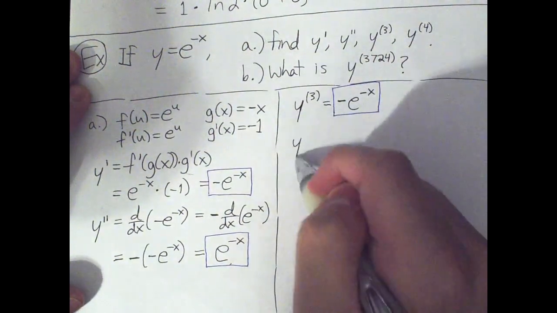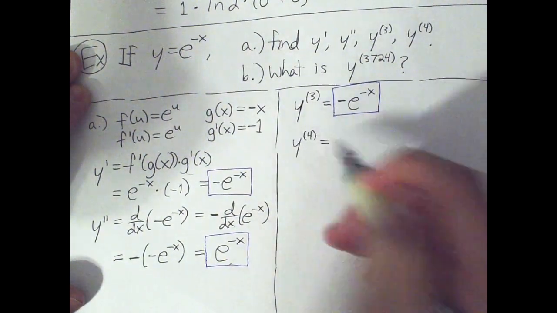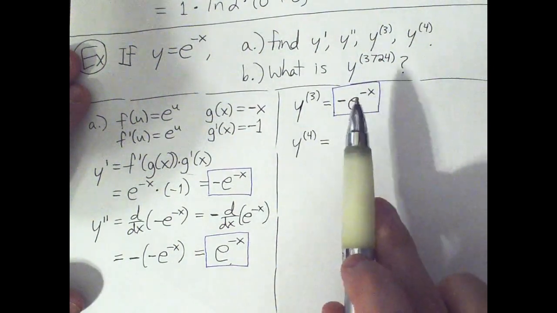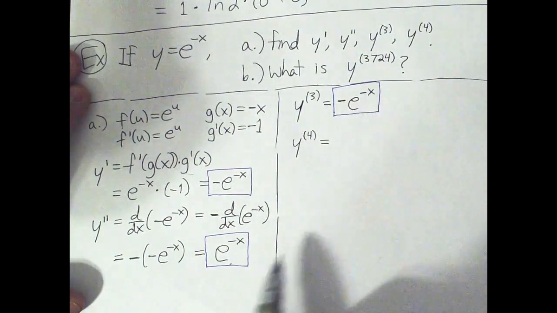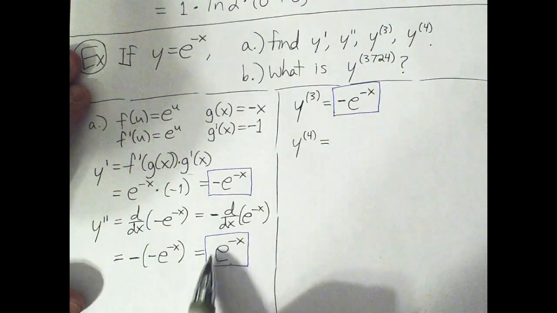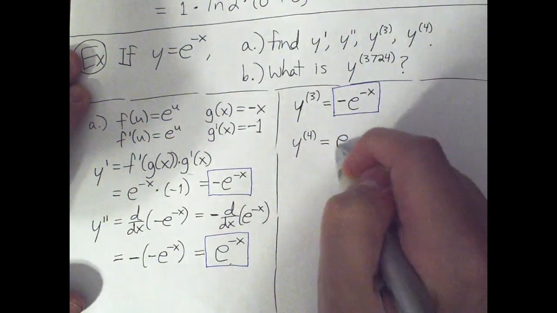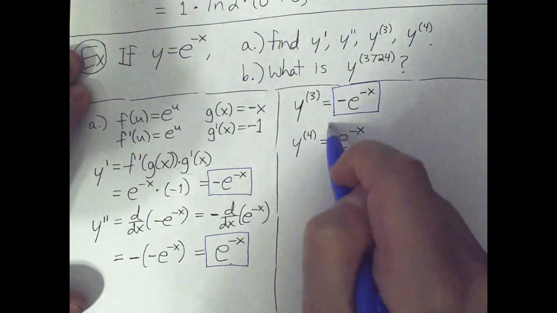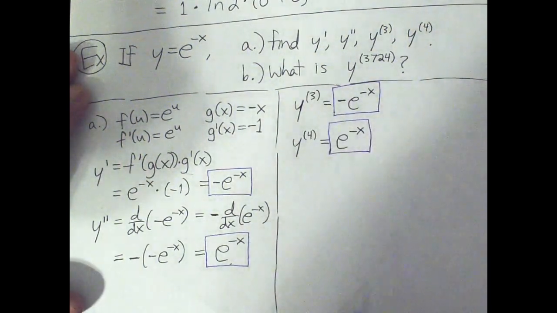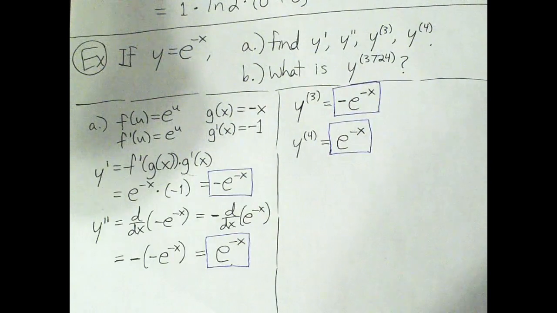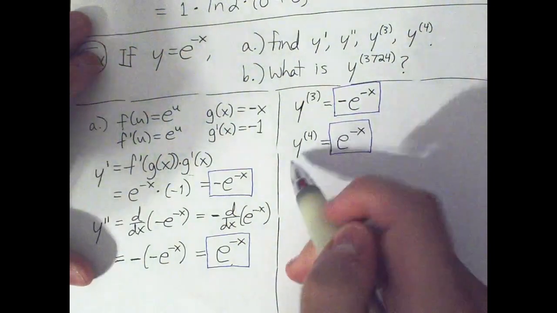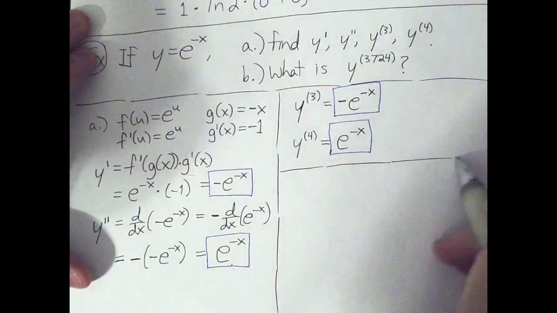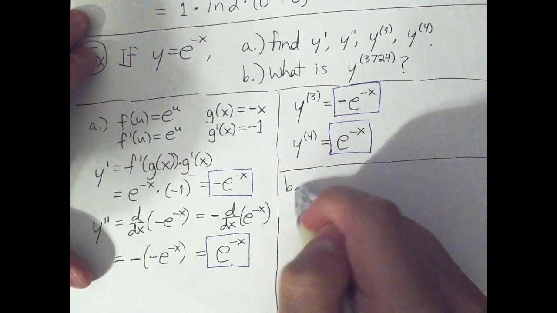What about the fourth derivative? We want to take the derivative of this. We already did that. We did that here. So we're going to get the same answer. We're going to get e to the negative x. So it appears that we have a pattern. We finished part A. And then we noticed a pattern, right?